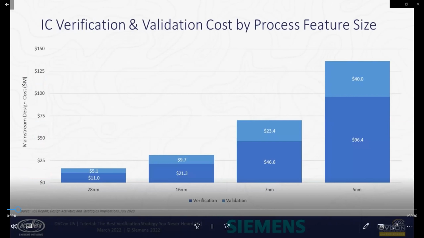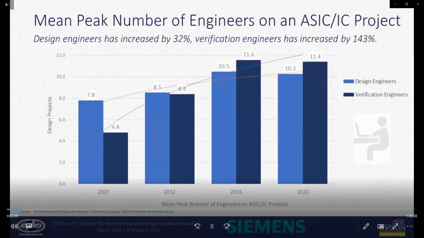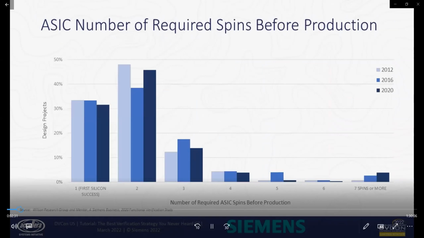For example, on this slide, I'm showing the increased verification and validation costs by node feature size. Another way to quantify the cost is to look at the trends in terms of mean peak number of engineers on ASIC projects. Since 2007, design engineers working on a project have increased by 32%. Yet verification engineers have increased by an alarming 143%. Yet, with this increase in verification engineers, only 1/3 of ASIC projects are able to achieve first silicon success.